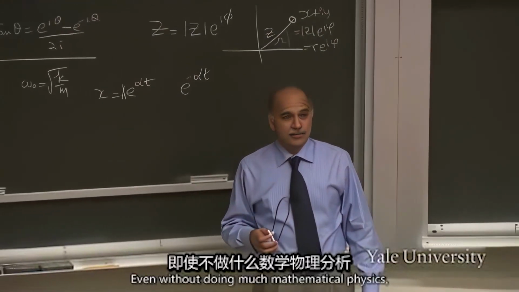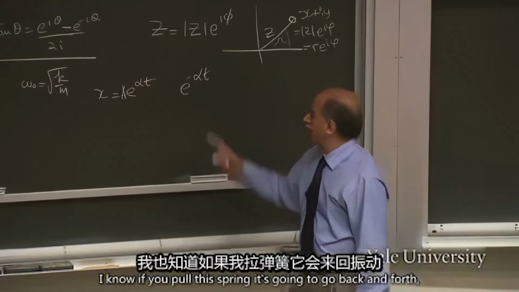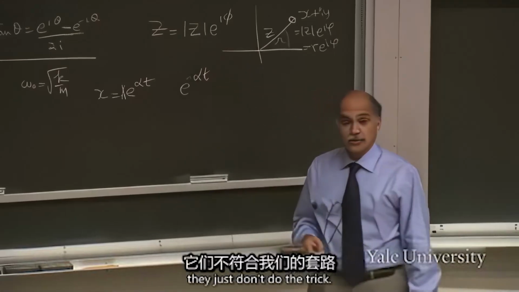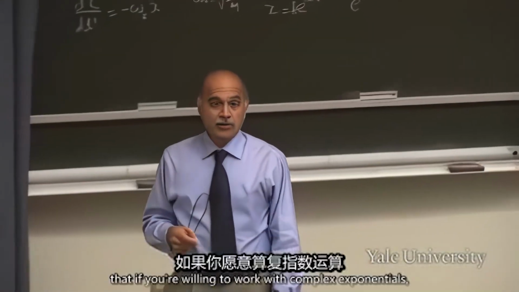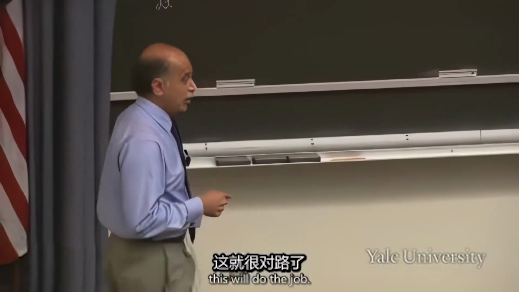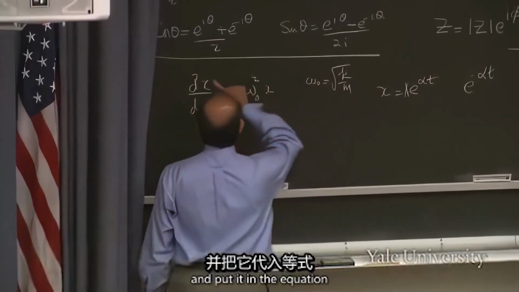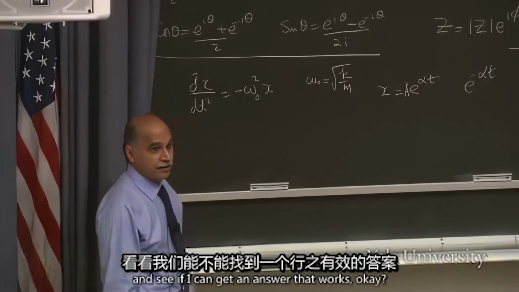Even without doing much mathematical physics, I know if you pull the spring, it's going to go back and forth. Whereas these functions are exponentially growing or exponentially falling, they just don't do the trick. But now we'll find that if you're willing to work with complex exponentials, this will do the job. So we're just going to take this guess and put it in the equation and see if I can get an answer that works. Okay?